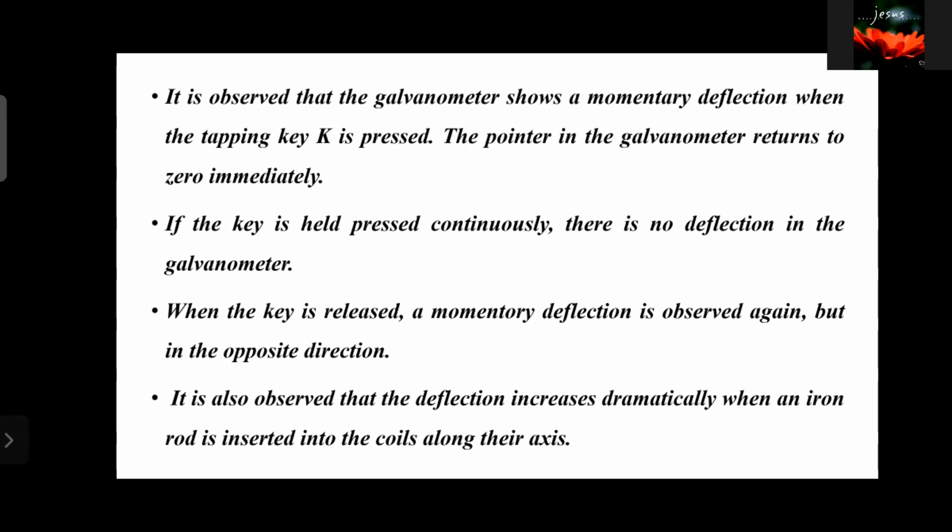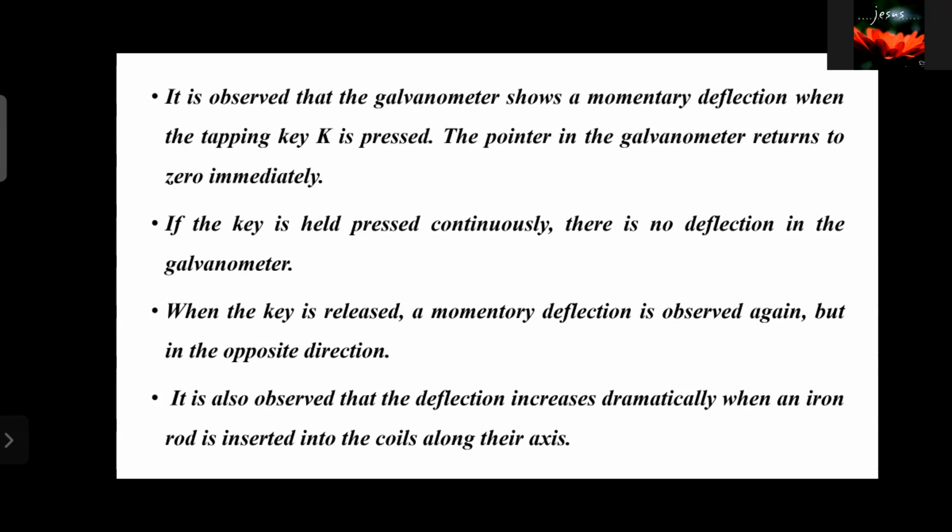When the key is released, a momentary deflection can also be seen. The galvanometer is deflected in the opposite direction. In the previous experiment, when the bar magnet is removed from the coil, we can see the deflection in the opposite direction. When the C1 coil is removed from the C2 coil, we can see the deflection in the opposite direction. Similarly here, when the key is released, the galvanometer shows a deflection in the opposite direction.